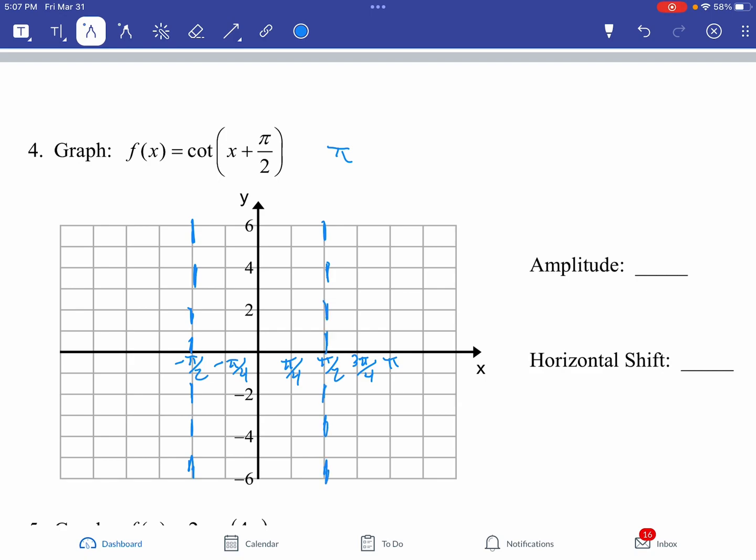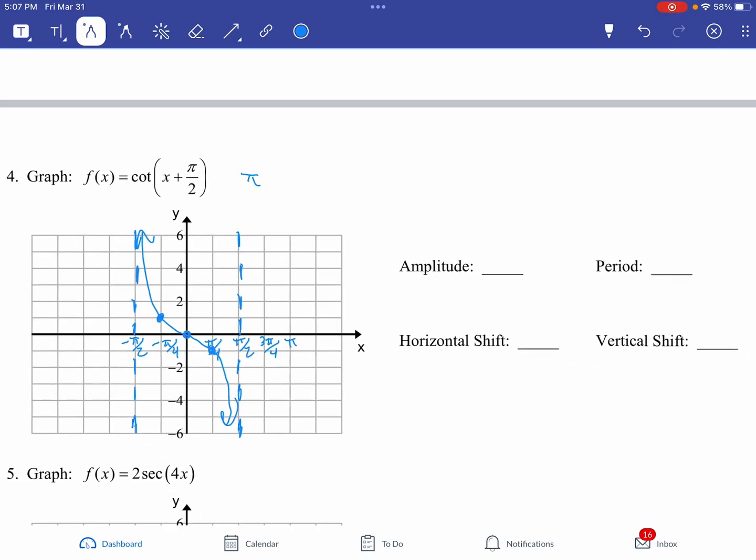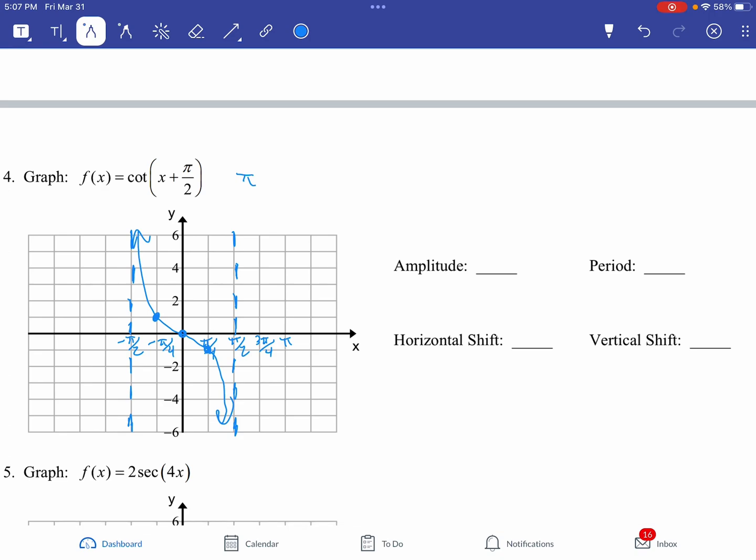All right, cotangent still starts at 0. I didn't have to do anything else to it because there's no vertical shifts. It's going to go up to the left and down to the right, and it will look like this. All right, our information, cotangent amplitude was 1. The period was pi. There is a horizontal shift going to the left by pi over 2, and there was no vertical shift. So put none.